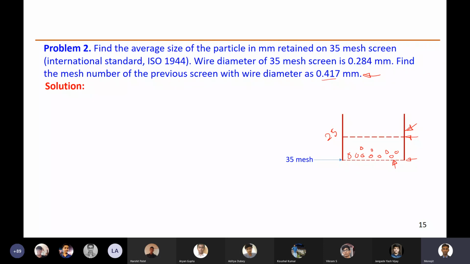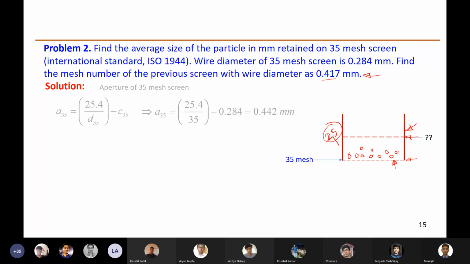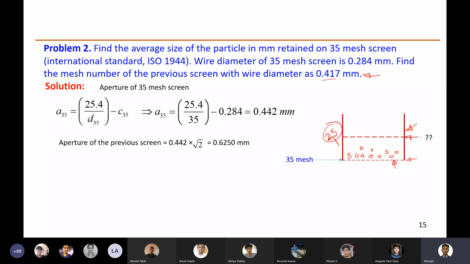If you get it as 45, then what can we conclude? Sir, it would be wrong. It would be absolutely wrong. So looking at the number, you can conclude that it has to be less than 35, right? So 25 can be correct or incorrect depending on the calculation. Let's check what I got. The aperture for the 35 mesh screen I found to be 0.442 millimeter. Multiplied by √2, you get the aperture of the previous screen.